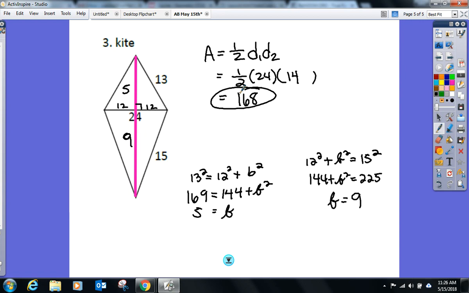Go ahead, Maggie. So with the half, do you do half the first diagonal, or is it half the product of the two diagonals? Oh, it does, because it's multiplication, it doesn't matter what order you do them in. So I could have done 1/2 of 14, 1/2 of 24. It doesn't matter because it's all multiplication, so it doesn't matter the order you multiply them in.